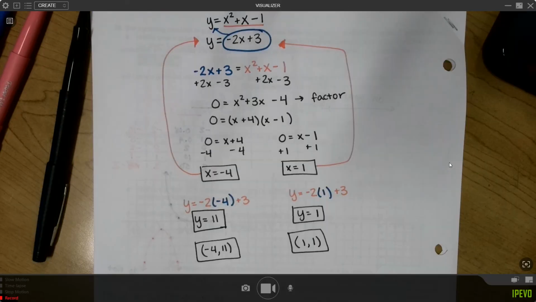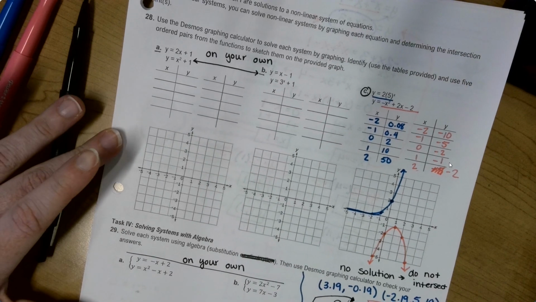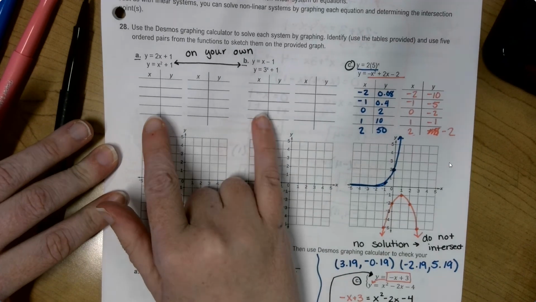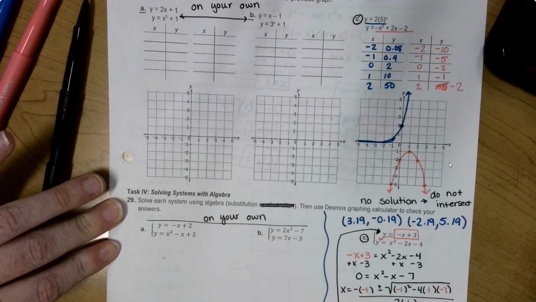Okay. All right. So what I need you guys to do for the rest of class, go back to task 3 and 4. I need you to graph A and B on your own and solve, and try A and B with algebra on your own and solve.